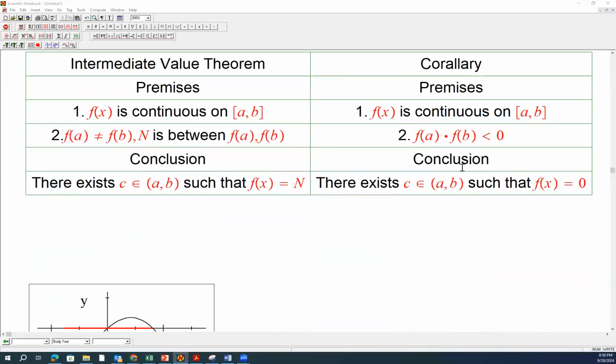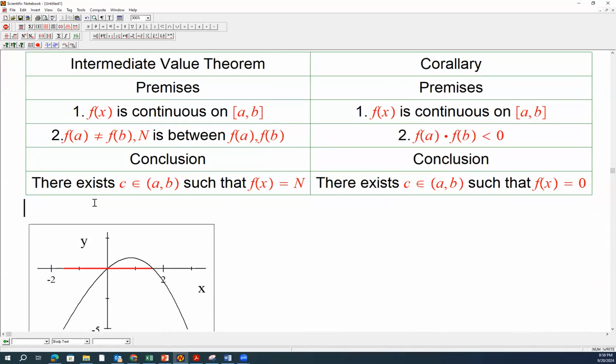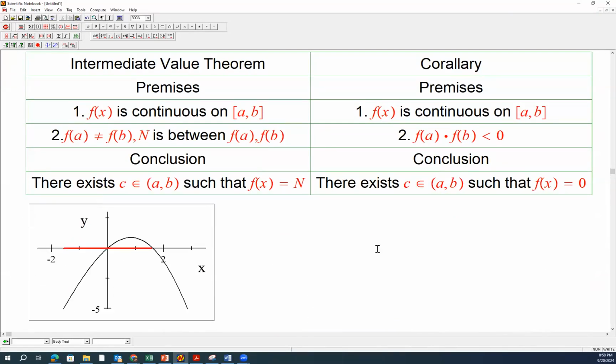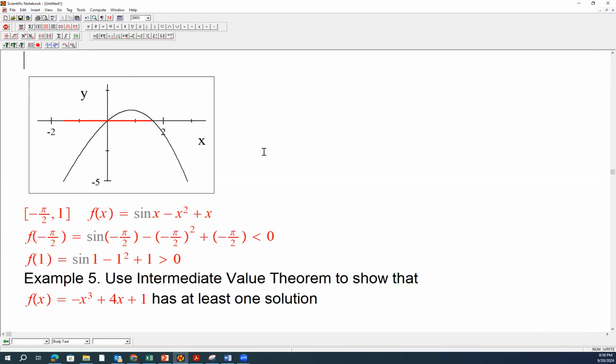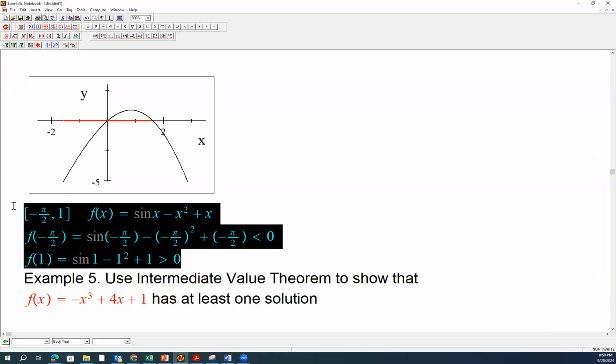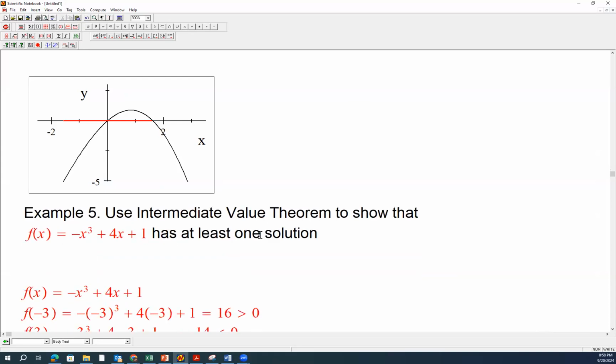All right. The graph, of course, is not entirely necessary at all, so don't worry too much about it. We're just working on applying the theorem. Okay. And you understand there is more than one solution.